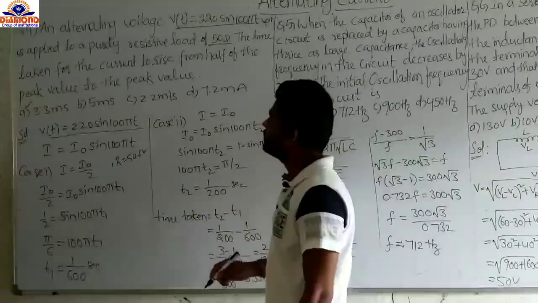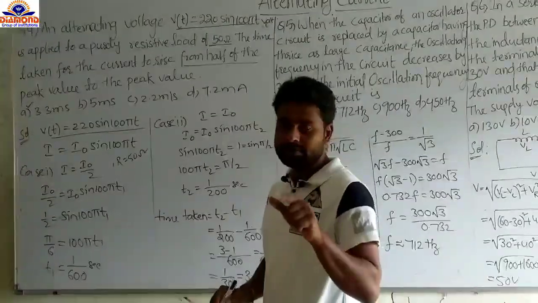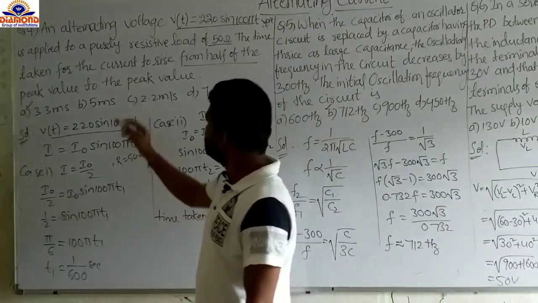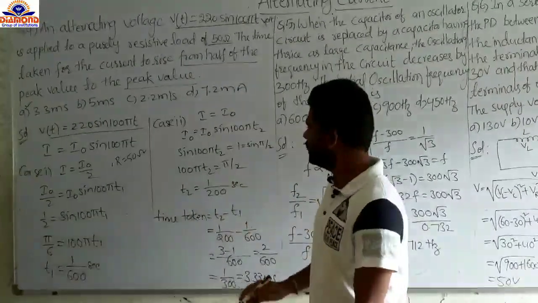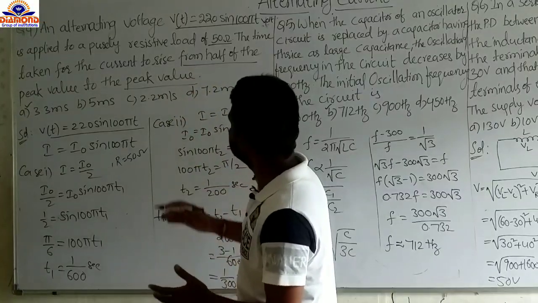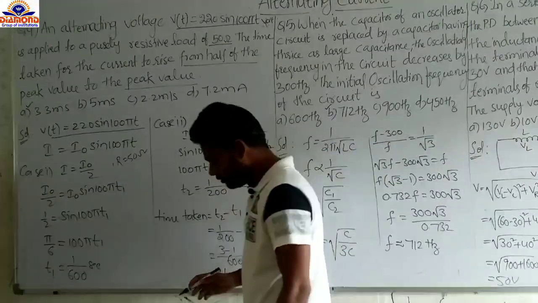The time taken for the current to rise from half of the peak value. The peak value is I naught. Half of the peak value means I naught by 2, to the peak value I naught. So how much time is the current taking to rise from half of the peak value to the peak value, we have to find.